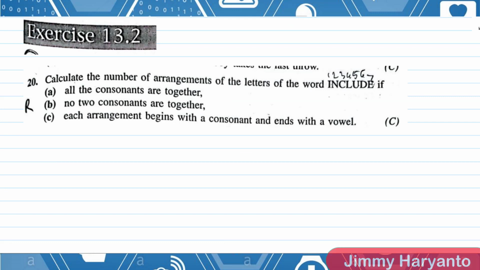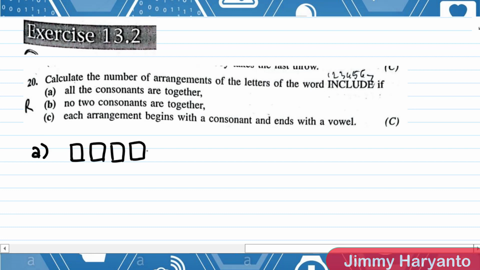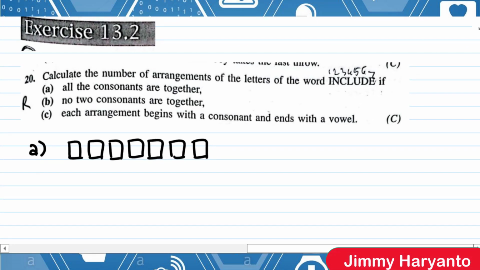Okay, next is number 20. For number 20 we have to calculate the number of arrangements of the letters of the word INCLUDE. Yeah, we don't have identical letters. If all of the consonants are together, 1 2 3 4 5 6 7. Maybe you can use the finger method, but it's a little bit difficult for me to explain the finger method in this video. So I will use the usual method.